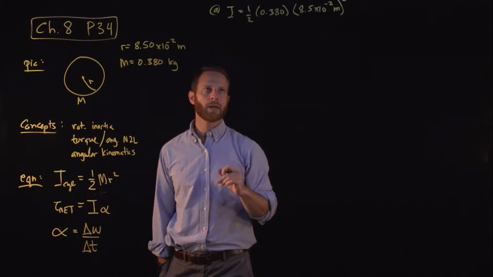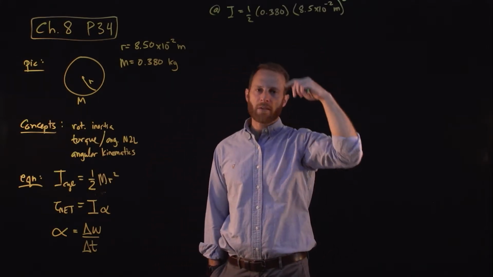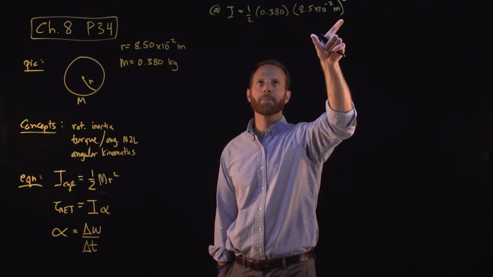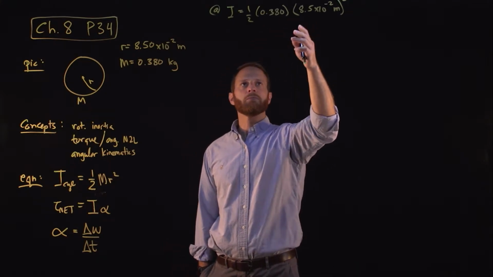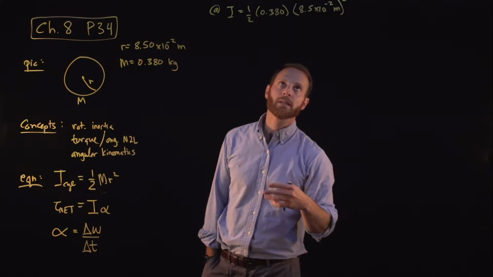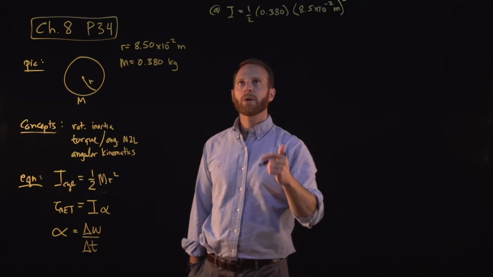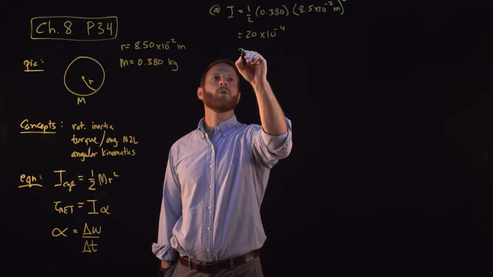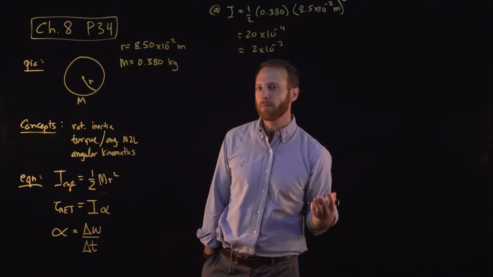So even before you plug in your calculator, what we could do is stare at this and think about the 8.5, that's close to 10. So when I square this, that's going to give me a 10 squared or 100. And then the 0.38 is close to 0.4 divided by 2, that's like 0.2 times the 100, so that's like 20 or so, times 10 to the minus 4. We're expecting to get something that's like 20 or so times 10 to the minus 4, or approximately, 2 times 10 to the minus 3. That's roughly the order of magnitude you expect.